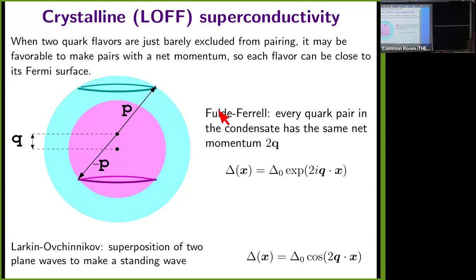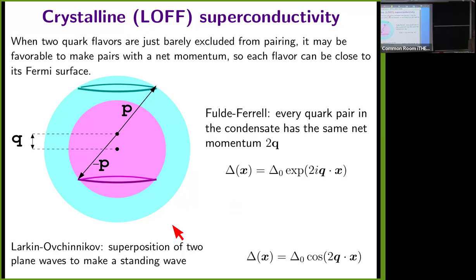And this is the Fulde-Ferrell phase, where every quark pair in the condensate has the same net momentum 2q. Each quark has the p that cancels out plus a q that doesn't cancel. So two quarks in a Cooper pair, 2q. So the condensate now has position dependence. The condensate now looks like e to the 2iq dot x. So it's a plane wave. The condensate now looks like a plane wave in space. And so that's the Fulde-Ferrell part of this.